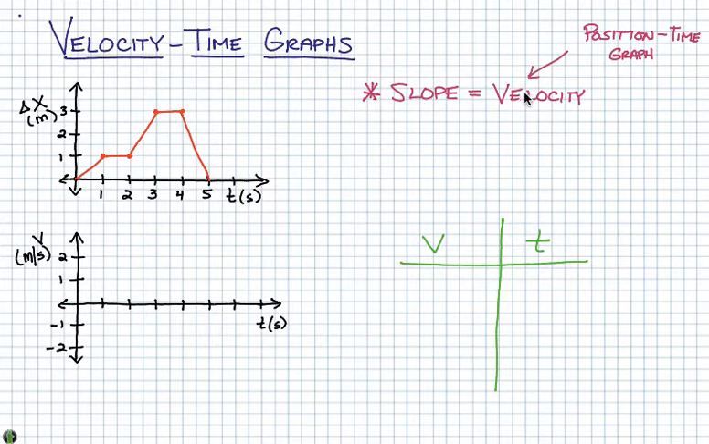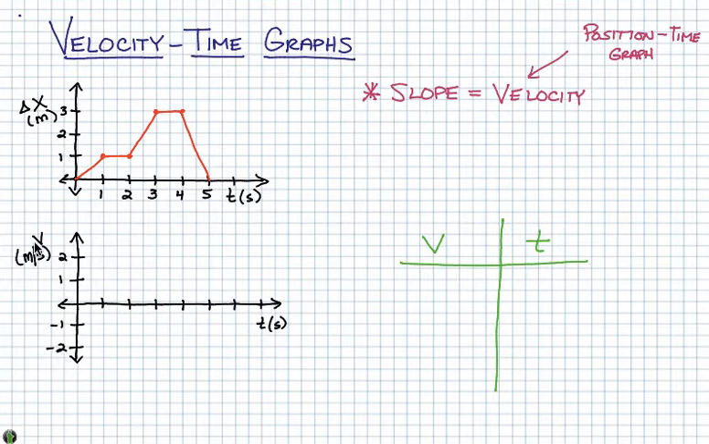No slope, no velocity. And here we go from 3 all the way down to 0. Our rise is negative 3. We've dropped down 3, negative 3, and over 1. So negative 3 divided by 1, rise over run, should give us negative 3. So our slope, which is negative 3, tells us our velocity is negative 3 meters per second.